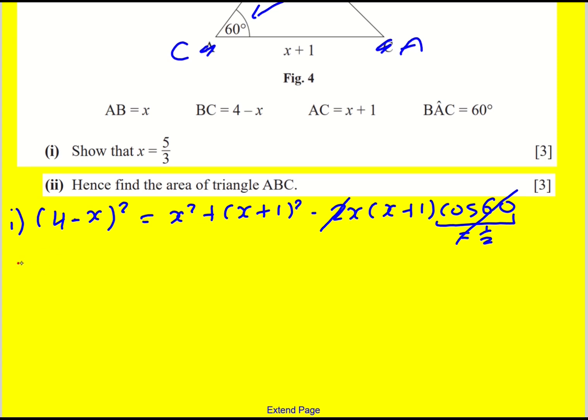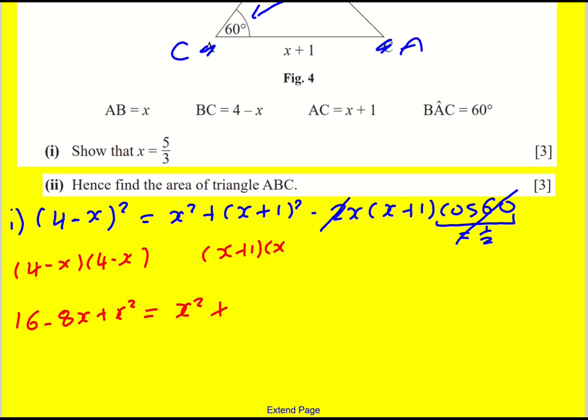So expanding this bracket, remember it's 4 minus x times 4 minus x. That's going to give me 16 minus 8x plus x squared equals x squared plus, again, a double bracket here, x plus 1 times x plus 1. That'd be x squared plus 2x plus 1. And I'm actually going to be minusing x squared and minusing x. Because it's minus x times x and then minus x times 1. The half and the 2 have already gone. So this minus x squared will cancel with here. And then I can also cancel those out.